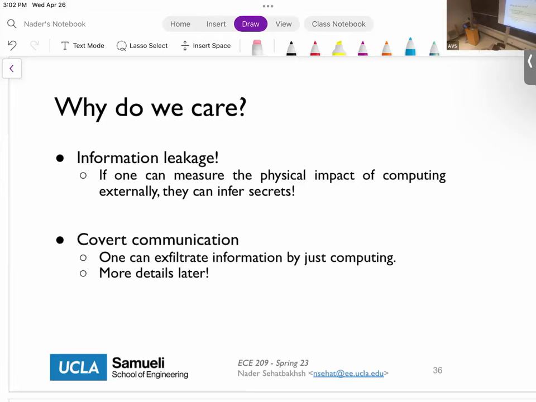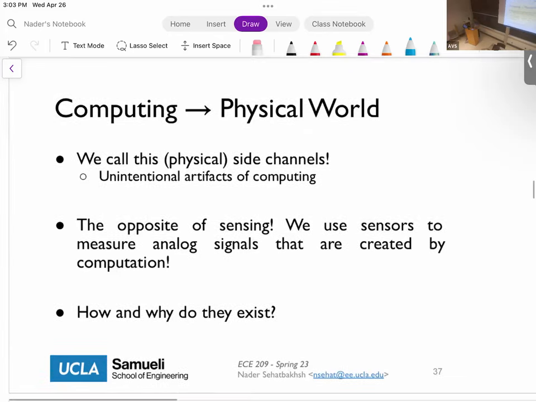The other thing we can do is that if there is a meaningful impact in the physical world, I can use this as a means of communication, and we call it covert communication. In order to send something to the outside world, I run something digitally, create some physical impacts in the environment, and if somebody else can sense that environment, then they can actually receive my message. We call that covert communication. I'm going to give you more details of how this would work. Basically, we call this physical side channels.